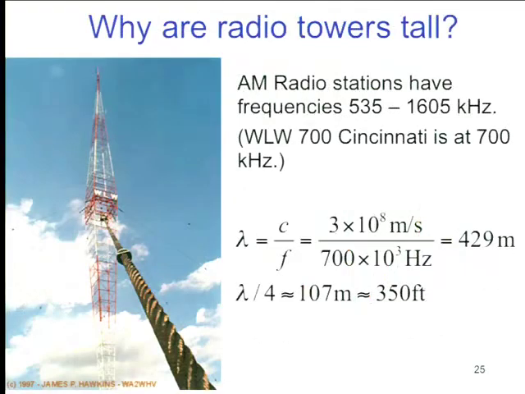Now, for a radio station, if you look on the dial, you'll see that it says 510 on your radio dial, or 700 on your radio dial. That's kilocycles. So it's actually telling you the frequency. Now, here's a particular tower at 700 kilocycles. So if you figure out the wavelength like we just did, 3 times 10 to the 8th divided by 700 kilocycles, the wavelength is 429 meters.